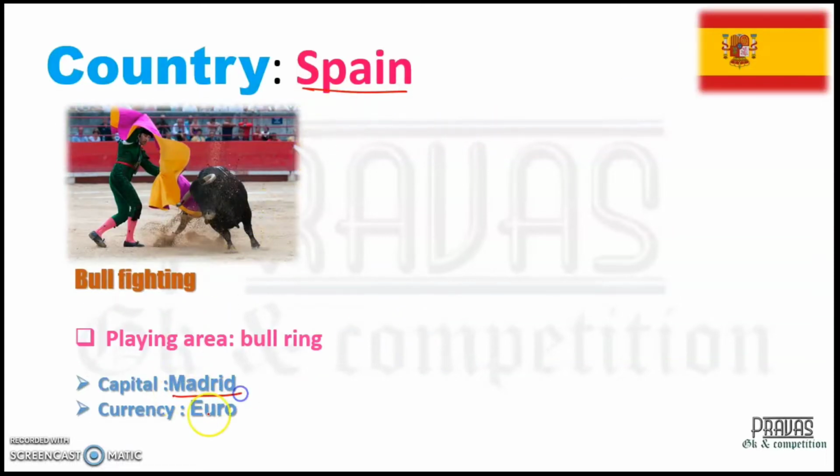Our next country is Spain. Spain's capital is Madrid and currency is euro and its national game is bullfighting and the playing area is called bull ring.